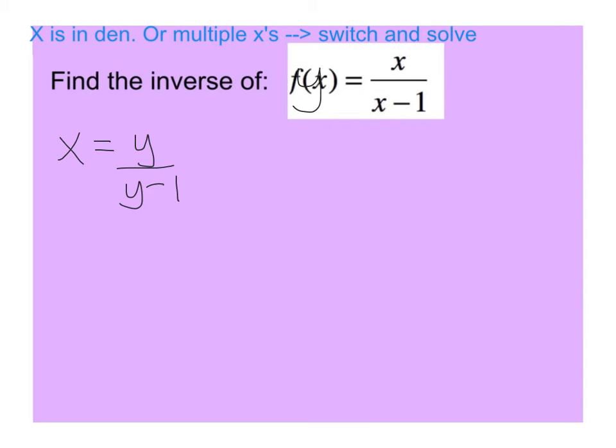The next step is to solve for y. It's a little bit more challenging in this example because there's two y's in the equation. So we're going to start by getting rid of the fraction to make the equation a little bit simpler. One way to get rid of a fraction is to cross multiply.